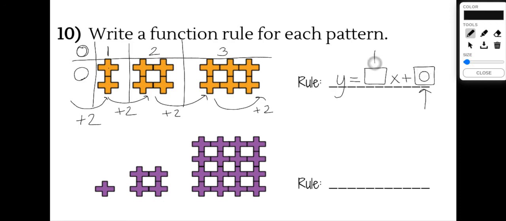And then this number right here is my rate of change, my pattern that I see. And I see plus 2, plus 2, plus 2 every single time. There's my 2. So really, I could simplify this and take away the plus 0. And my function rule would actually be just y equals 2x.